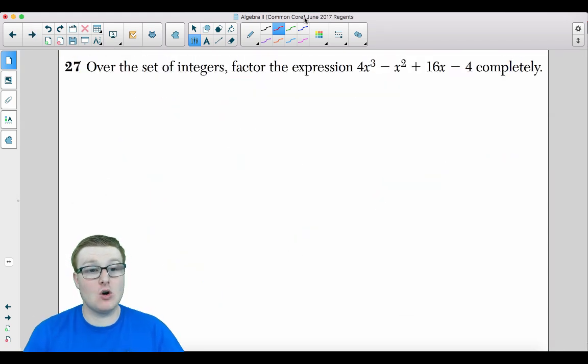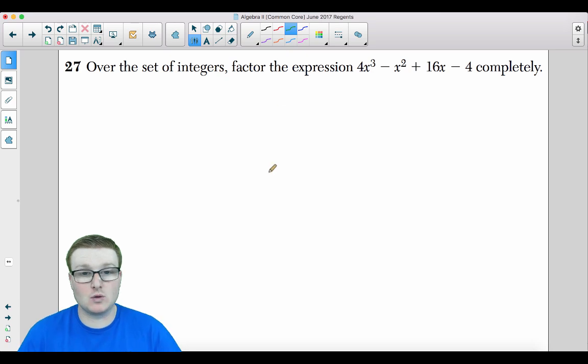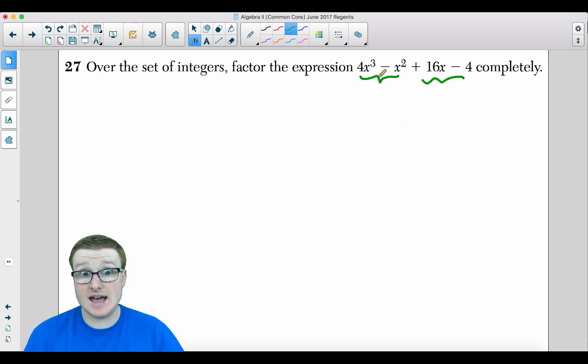Moving on to number 27. Over the set of integers, factor the expression 4x to the third minus x squared plus 16x minus 4 completely. Okay, so we're going to group factor. Group factor this, group factor this. We need to take out the GCF of these two terms. The GCF of 4x to the third minus x squared is x squared. You're left with 4x minus 1.